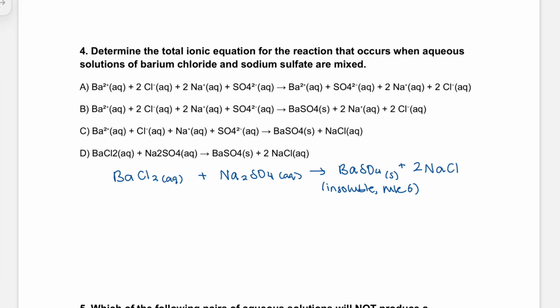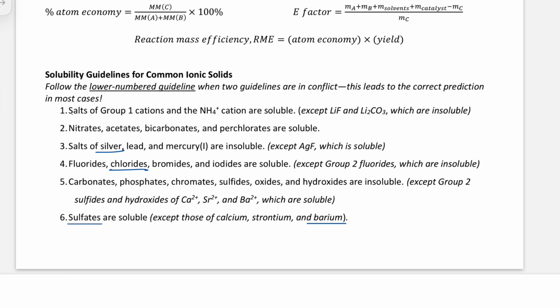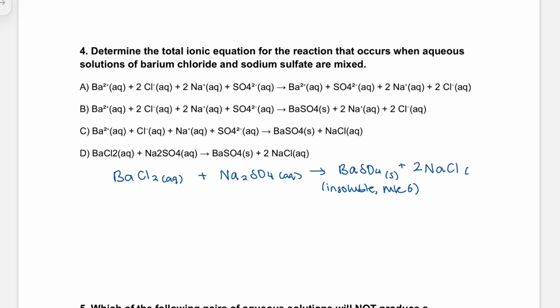And then NaCl. This is going to be soluble because of rule 1, salts of group 1 cations are soluble. So this will be aqueous. And then to make the total ionic equation, basically all we have to do is separate all of the aqueous species into their constituent ions.